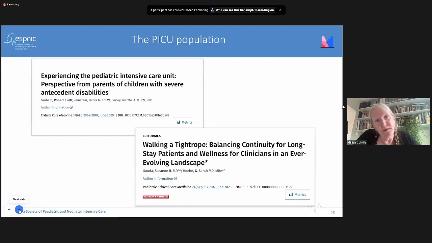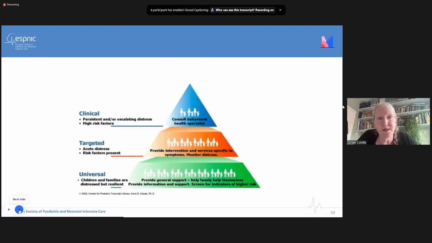And I think there's quite a lot of literature coming out at the moment about how different the experience of families of children with chronic problems is to that of families of children with acute problems. And this paper came out recently in PCCM, Walking a Tightrope, arguing that we maybe have to think more about continuity of care in ICU when the population is starting to visit us repeatedly rather than just coming in for a one-off, which was more the case in the past.